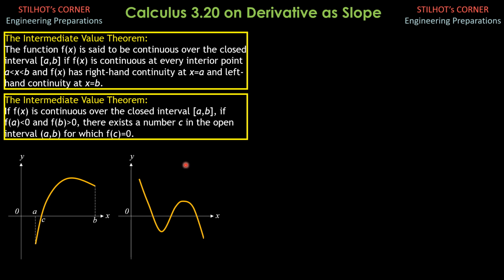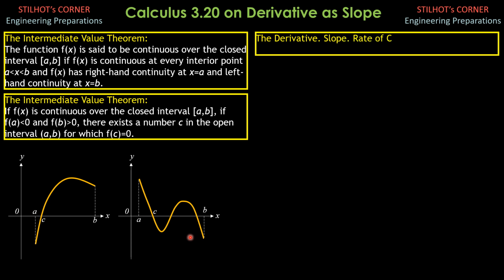there may be a number of values of x within the closed interval ab for which the function value is 0. For this next graph here, f of a is positive and f of b is negative. And in particular, there are 3 points where the curve crosses the x-axis. So there are 3 points for which f of x is 0. So that's it.